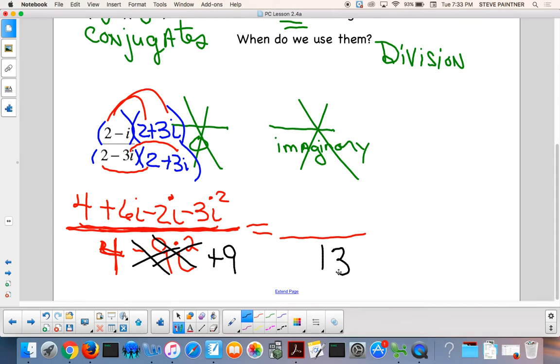All right, ready? This on top right here is negative 3 times negative 1. This makes positive 3. Well, you got a 4. You got the 3, which makes 7 plus 4i is the answer.